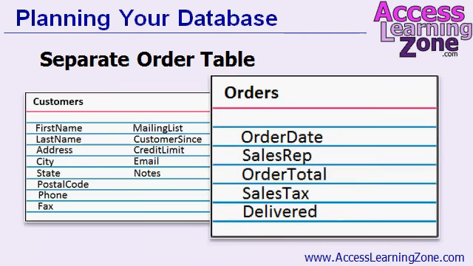You want that information regarding their orders to be in a separate order table. In the order table, you track the details for those orders: the order date, the sales rep, the order total, the sales tax collected, whether or not it was delivered, and so on. This information gets stored in a separate table because now there's no limit to the number of orders that each customer can have. They may have no orders. They could have 50 orders. Whereas before, if you set the order fields inside the customer table, you're limiting the number of orders for each customer.